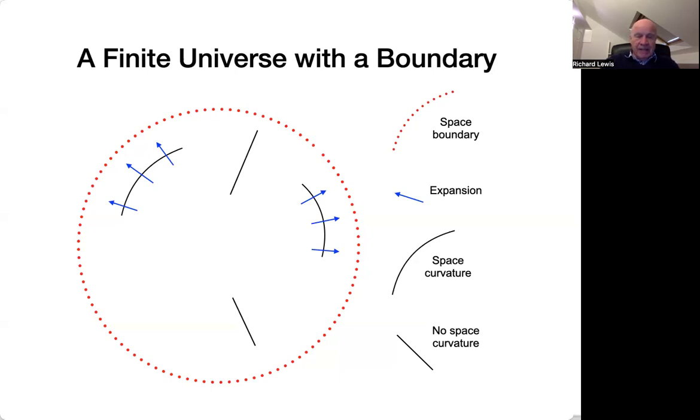And you can see in this graphic that the curvature will be greatest closer to the center, and this then leads to a hypothesis about the formation of galaxies and the galaxy density varying with distance from the center of the universe.